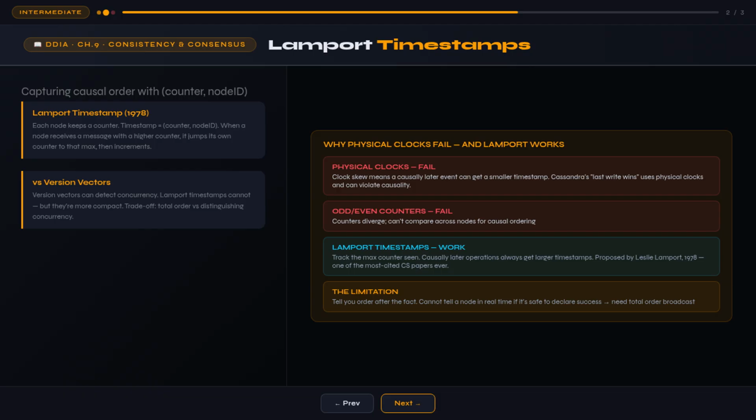However, and this is important, Lamport timestamps alone are not sufficient. They tell you the order after the fact. They can't tell a node, in real time, whether it's safe to declare an operation successful. For that, you need total order broadcast.